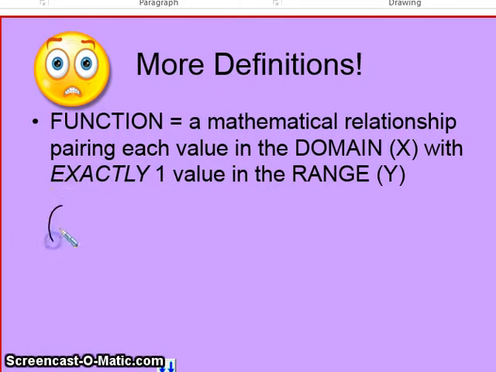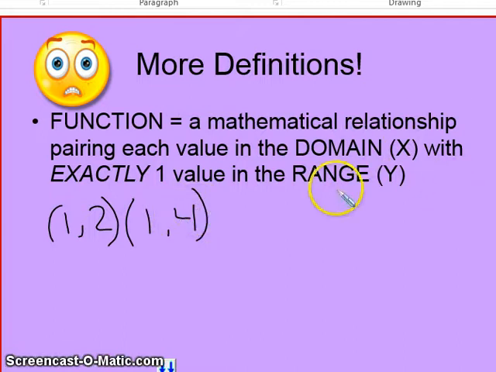For example, if you list the ordered pair (1, 2) in a relation, and then later you list the ordered pair (1, 4), this is the same x value, but it corresponds to different y values. So that would make your relation not a function. If each x value corresponds to only one y value, then you have a function.